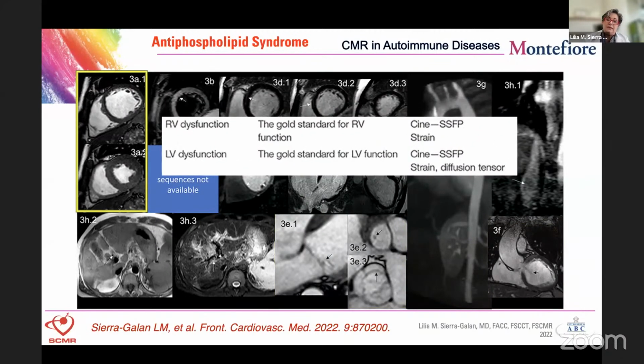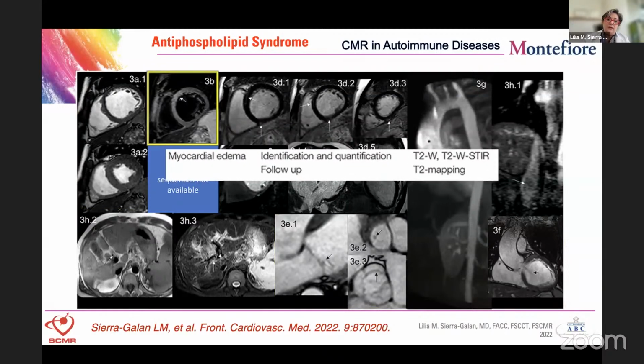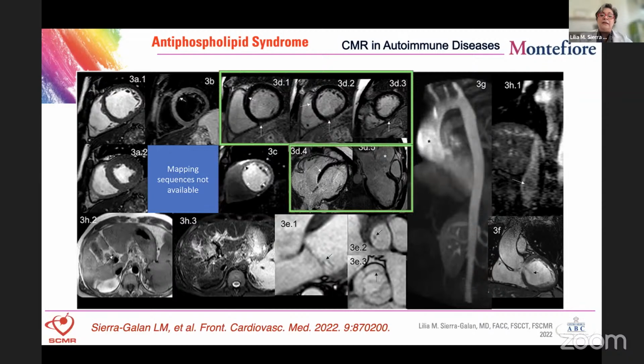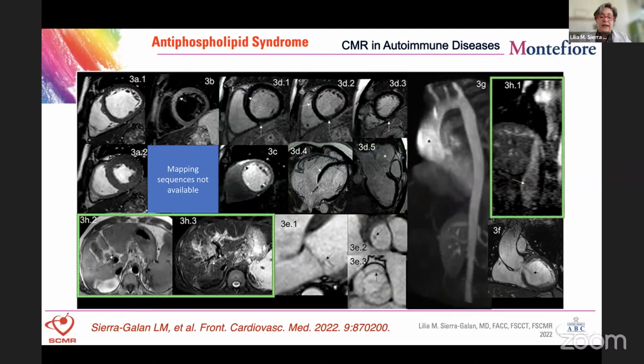Then again, the right and left ventricular dysfunction, the myocardial edema. In this case, we don't have the mapping available, but the mapping would add to the diagnosis. And the myocardial ischemia for the large epicardial arteries, or for the microvascular dysfunction, as is in this case. And the presence of fibrosis with different patterns for ischemic or non-ischemic etiology. And additional findings are these ones, the thrombosis in different sites.